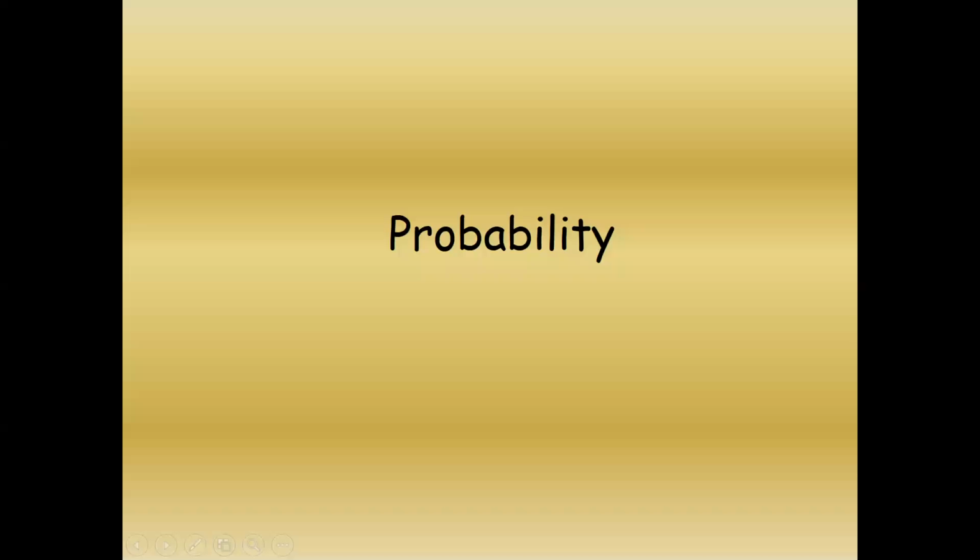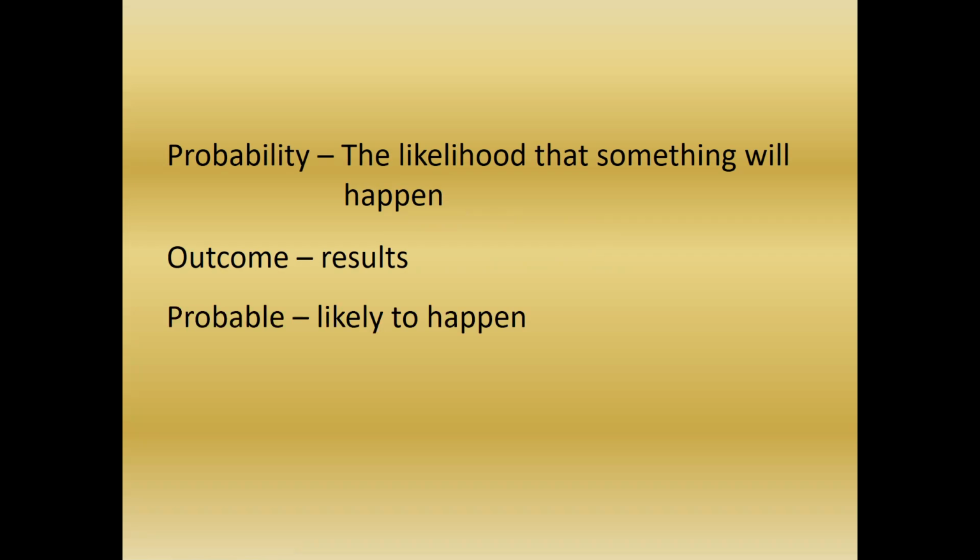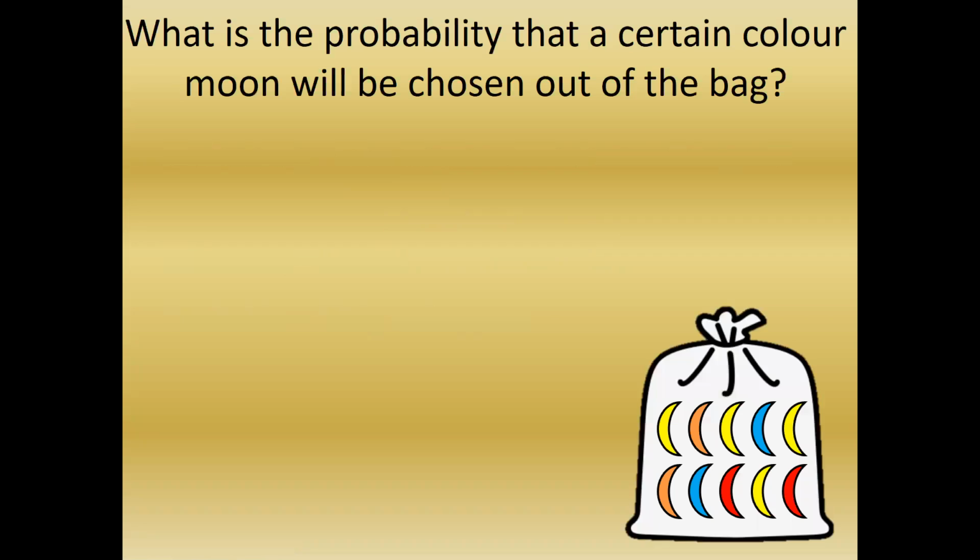Hi, grade 4. Today we're going to be learning about probability. So probability is the likelihood that something will happen. A couple other words we need to know: outcome means the same as results. Probable means likely to happen, so it is most likely going to happen.